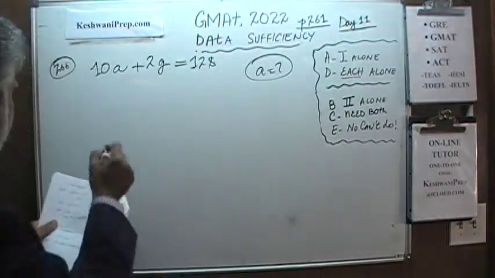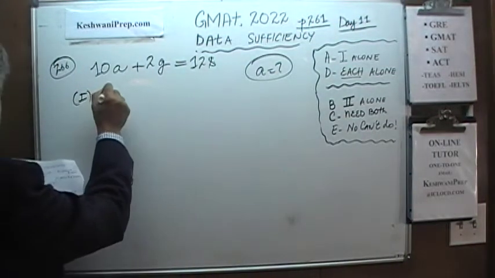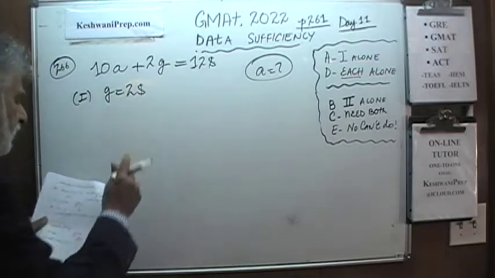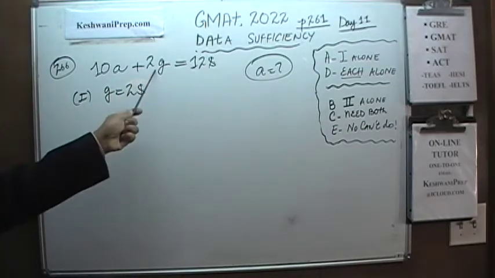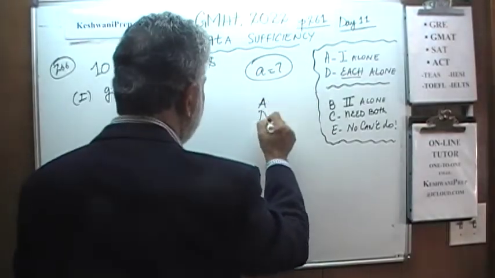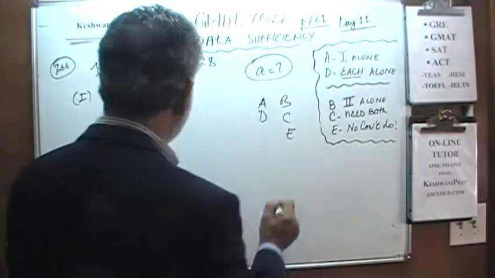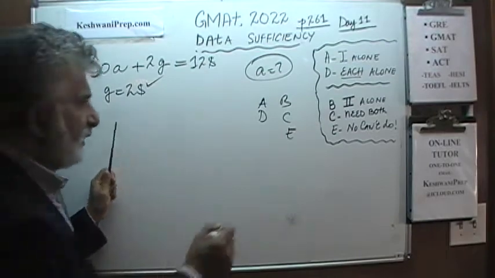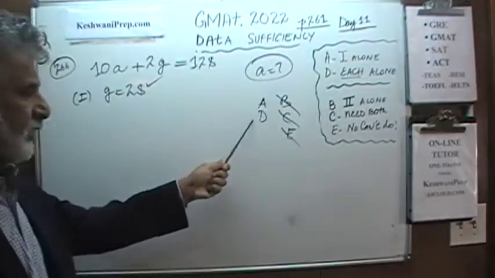Let's see what they tell us. The first equation tells us that the grape costs $2. Oh, there you go. If grape costs $2, we can put it in here and solve for A. The first statement by itself is enough. A, D, B, C, E. Which means if the first statement by itself is enough, the answer cannot be B, C, or E. It will have to be either A or D.